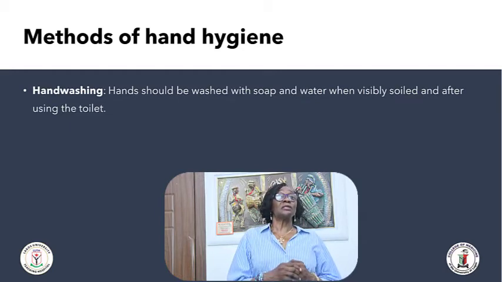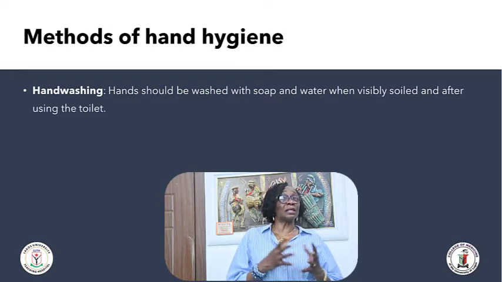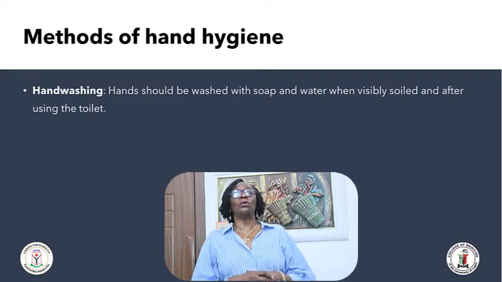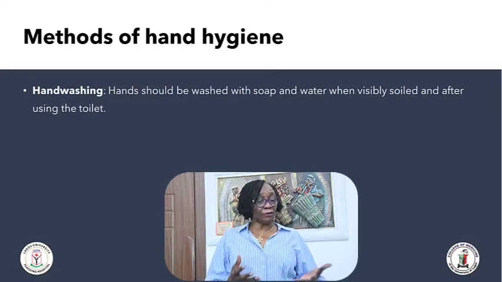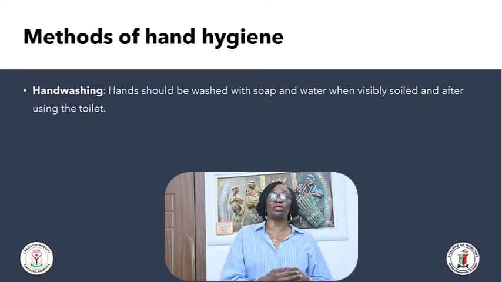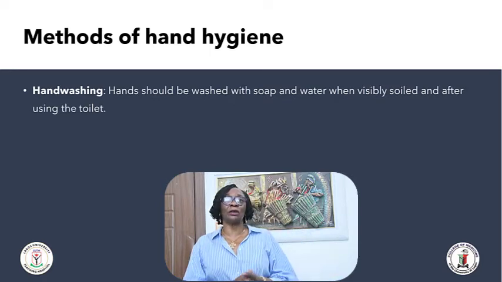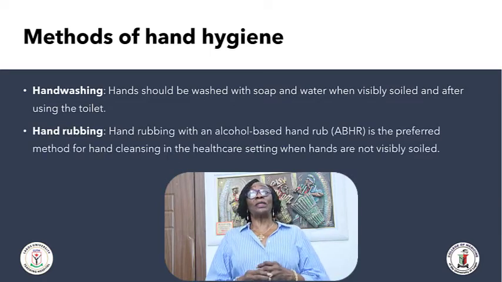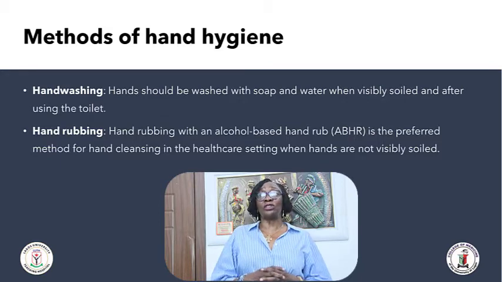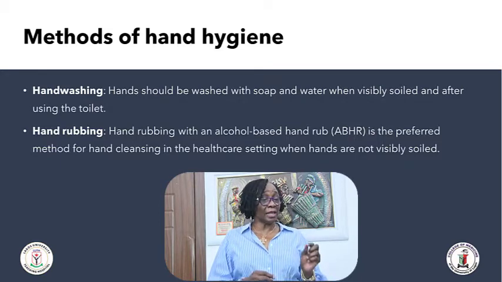Washing with soap and water must always occur when the hands are visibly soiled and after using the toilet. And this is because the hands could have spores, and these are not often covered by alcohol. And also, when you have visible soil on your hands, the alcohol may not reach them because of the soil protecting the organisms.